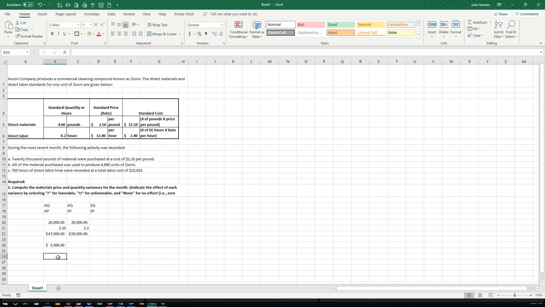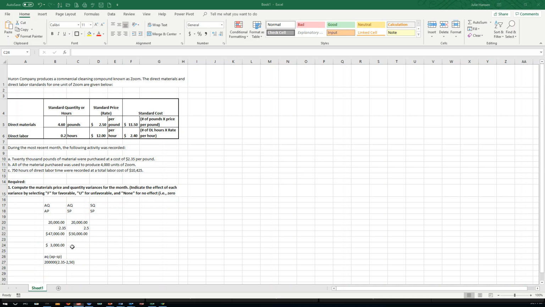Now, could I have done this a little bit easier? Yes, I could have. I could have taken the AQ and then done the AP minus the SP. So in our case, it would have been 20,000 pounds, and then in the parentheses my actual price was $2.35, subtracted from the $2.50. Would I have gotten the same information? Yes, I would. So either way works, whichever way you prefer.